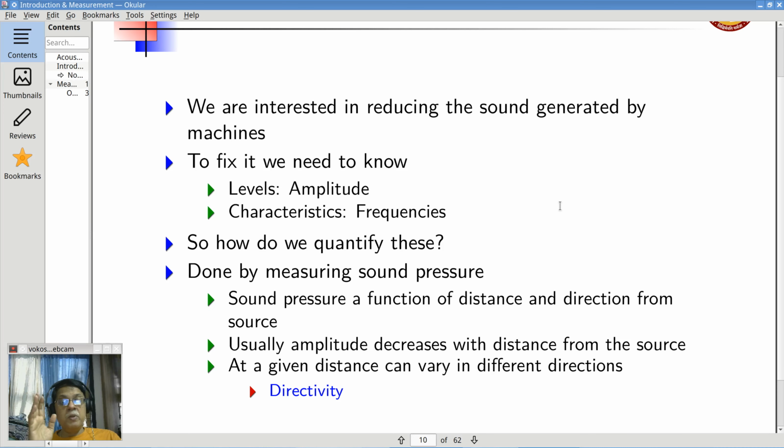To do noise estimation, we have to do a measurement, right? Otherwise, how do you know what is the level of the noise? So that is why, right at the beginning of the course, we are trying to quantify the noise, as well as look at the quality of the characteristics of that noise. So we will come back and look at how to quantify this, how we do this by measuring sound pressure, and what are the things that we need to do.